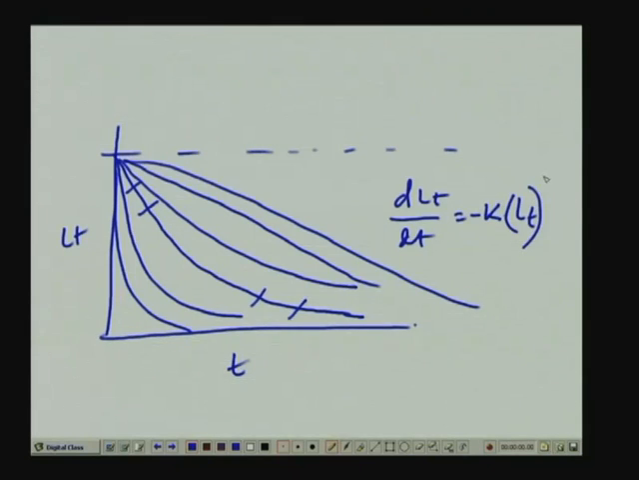This is in the form of alpha. For these cases, this alpha can be 1, it can be half, 3 by 2, 2, or sometimes 1 by 4, depending on the nature of the waste.